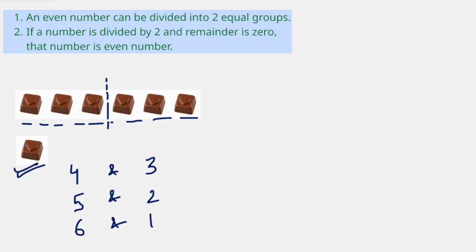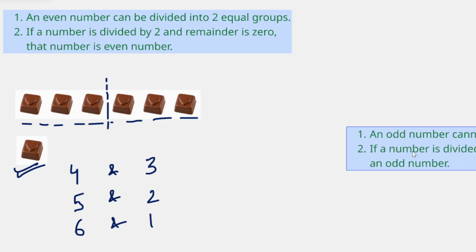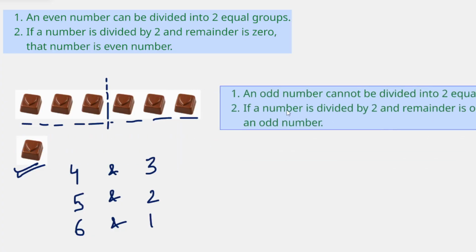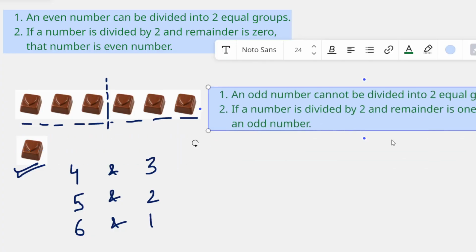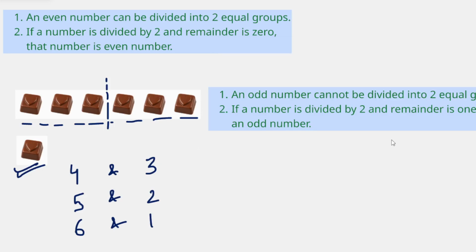All right, so here, have a look at it, read it, okay? An odd number cannot be divided into two equal groups. And if you have a number and you are dividing it by 2 and you get remainder 1, it is very clear that that number is an odd number. All right. Now let's come to an easy trick.